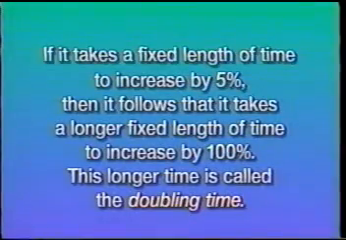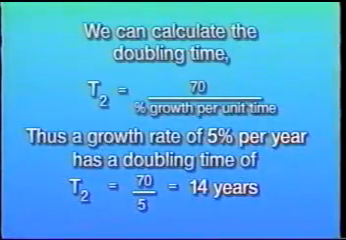Well, if it takes a fixed length of time to grow 5%, it follows it takes a longer fixed length of time to grow 100%. Now the longer time is called the doubling time. We need to know how you calculate the doubling time, and fortunately it's easy. You just take the number 70, divide it by the percent growth per unit time, and that gives you the doubling time. And so in our example of 5% per year, when you divide the 5 into 70, you find that the growing quantity will double in size every 14 years.